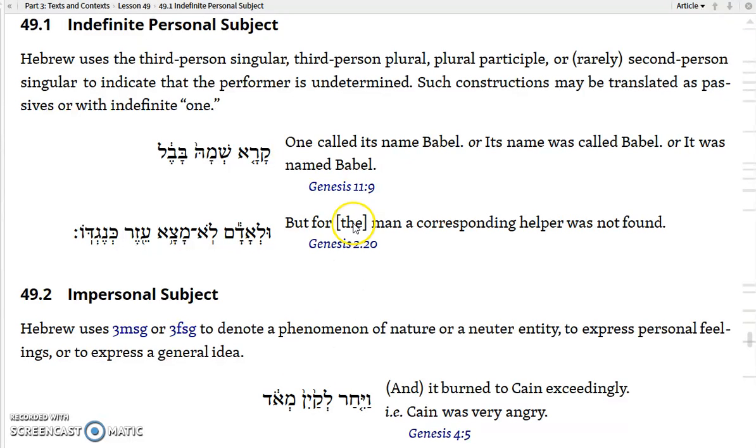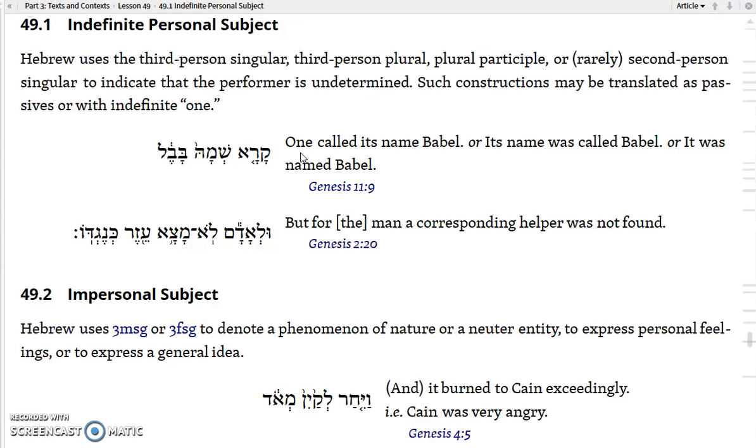Example: Genesis 11 and verse 9. Kara shemah Babel. Its name Babel, but then you have kara, and you would think that it would be translated "he calls" or "called its name Babel," but there is no "he" in the vicinity that would be the logical subject, and so the way you can translate it is that "one called its name Babel," or again, that could be rephrased as a passive.